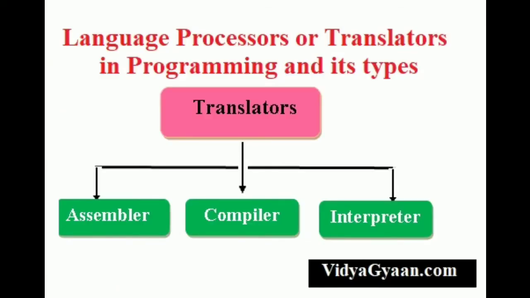Next, let us study about types of translators. The translators are divided into 3 types. They are assembler, compiler, interpreter. Okay, translators are of three types: assembler, compiler, and interpreter. And now we are going to study in detail about these three types of translators.